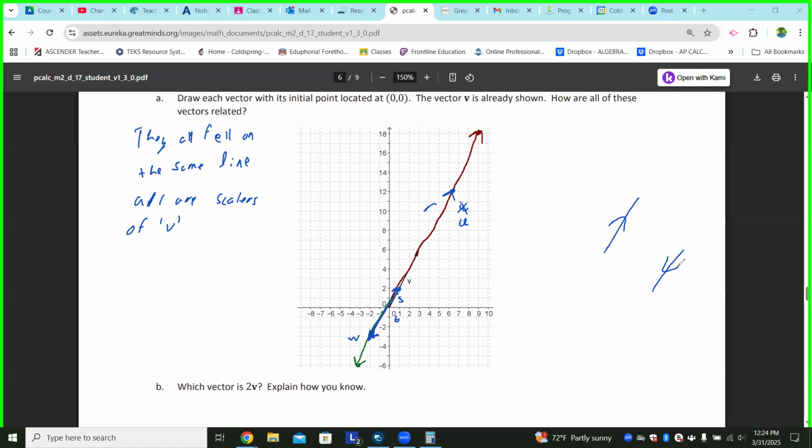Oh, you're talking about if we start with V, there was a pattern? No, that's just a coincidence.